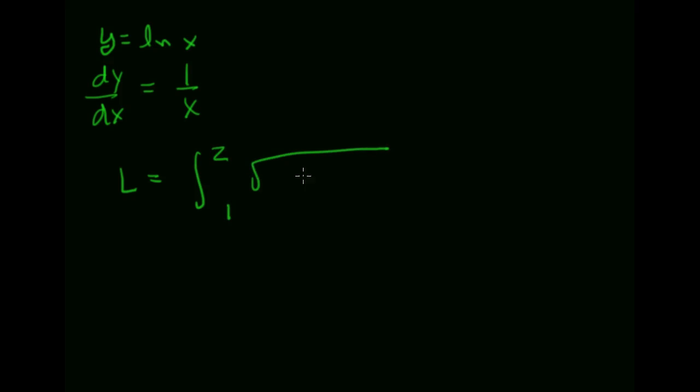Okay, so the last curve here is y is equal to the natural log of x. That means dy/dx is equal to 1 over x. So the arc length here is going to be the integral from 1 to 2 of the square root of 1 plus 1 over x squared dx. Simple as pie, and that is letter B. And that is everything on arc length.